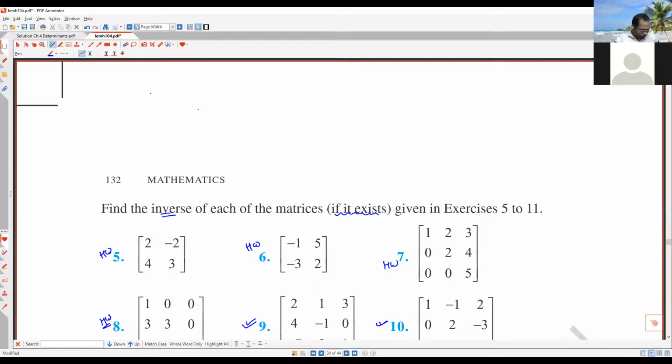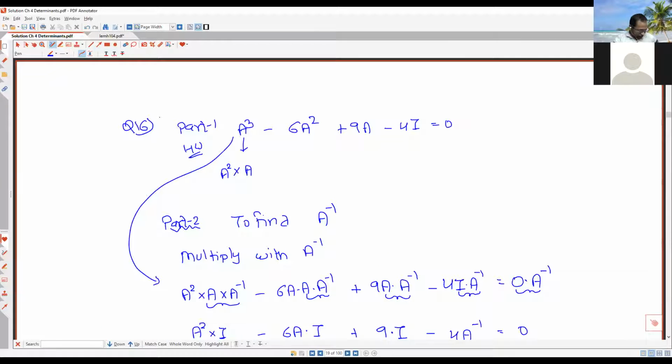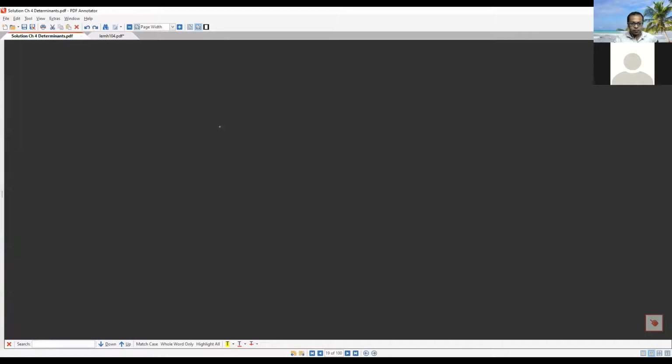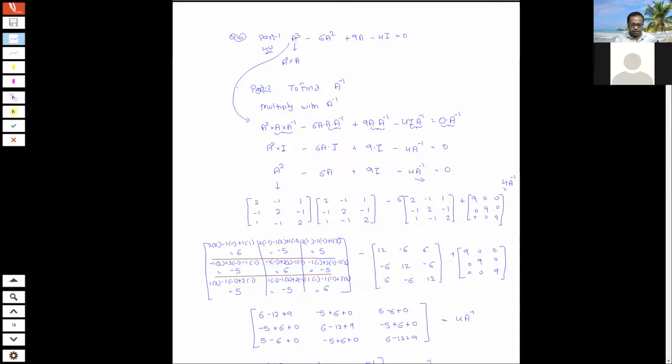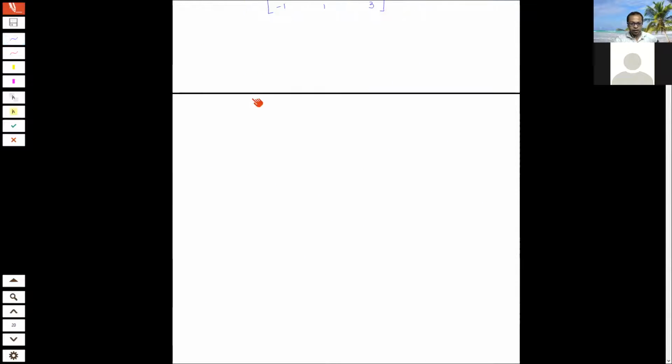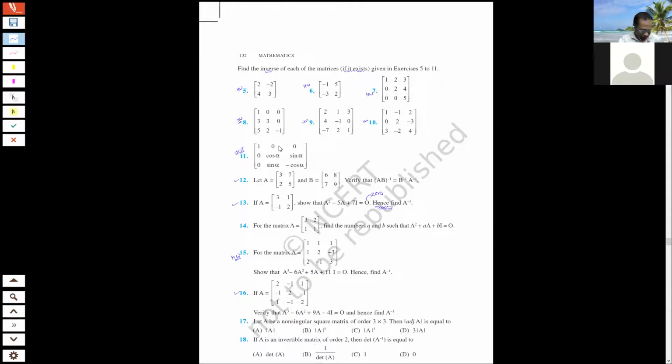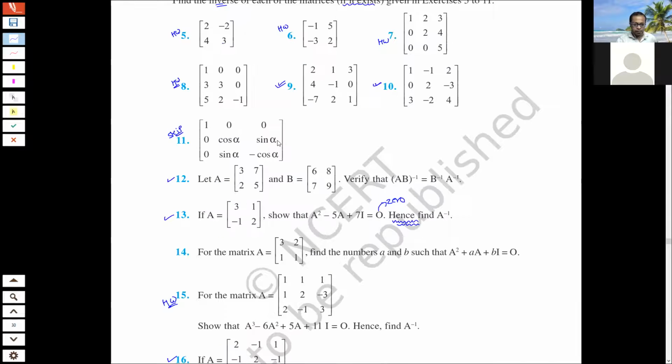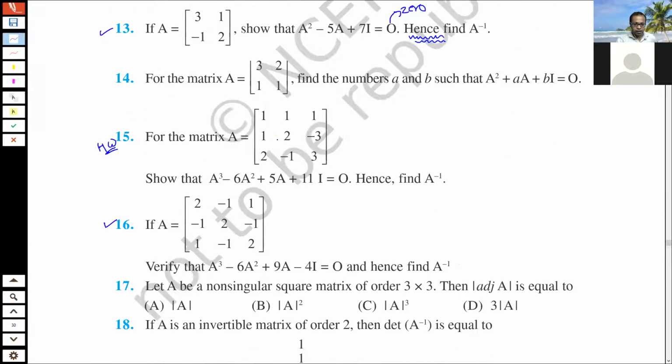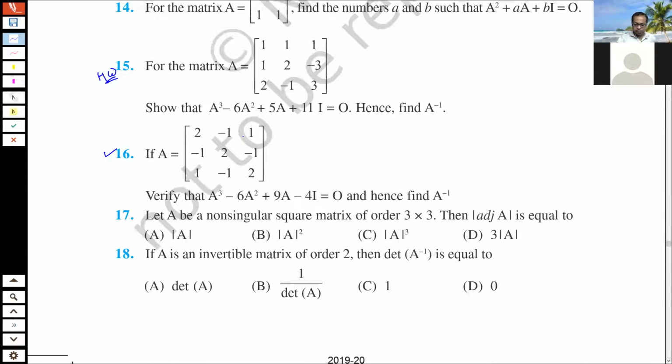Okay. So, yesterday we had solved question number 16, right? Okay. And now we have the next question, which is objective type. And here we have question number 17.